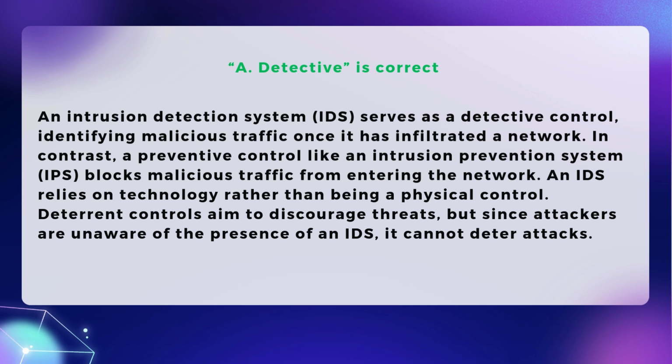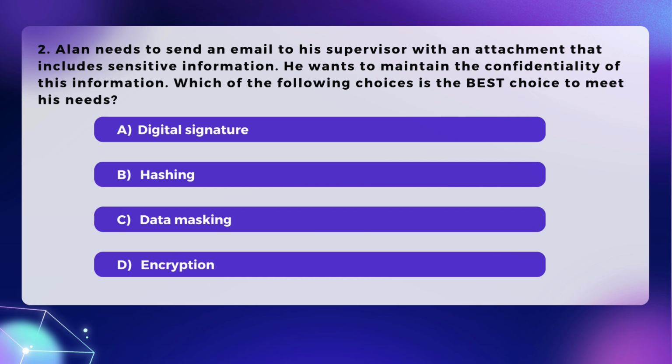attacks. Alan needs to send an email to his supervisor with an attachment that includes sensitive information. He wants to maintain the confidentiality of this information. Which of the following choices is the best choice to meet his needs? A. Digital signature. B. Hashing. C. Data masking. D. Encryption.